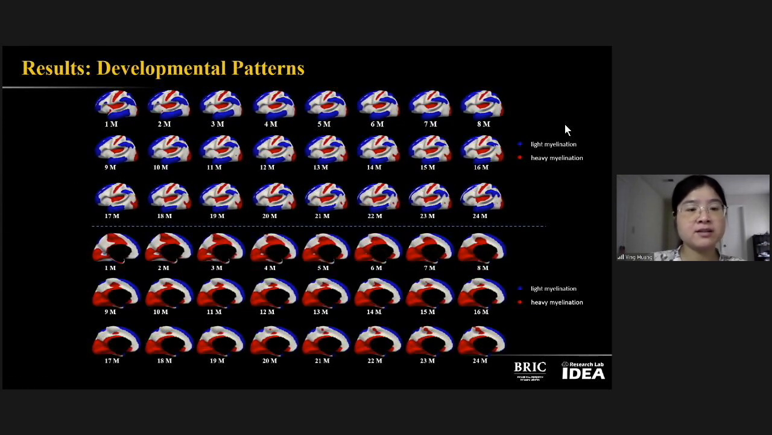We also evaluated the lightly and heavily myelinated regions of each month. From the picture, we can see the overall spatial pattern of heavy and light myelination is largely present at 1 month. Regions of heavy myelination include the central sulcus, middle occipital lobe, auditory cortex, and the Sylvian fissure. While light myelination is found in the inferior parietal, frontal, and lateral temporal cortex, which are consistent with that in adults.